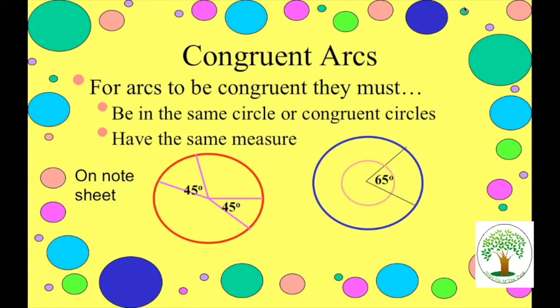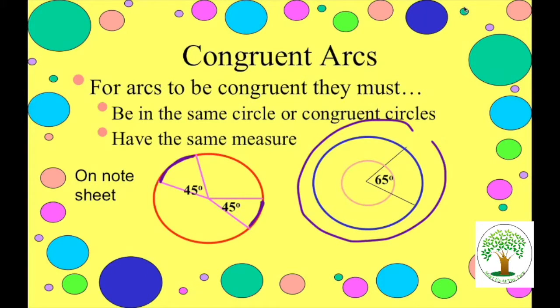Here are 2 examples. I have a circle that's red right now. It's in the same circle, so this degree is the same as this degree. Since it's in the same circle, the length of this arc is going to equal the length of that arc. They are going to be congruent arcs.